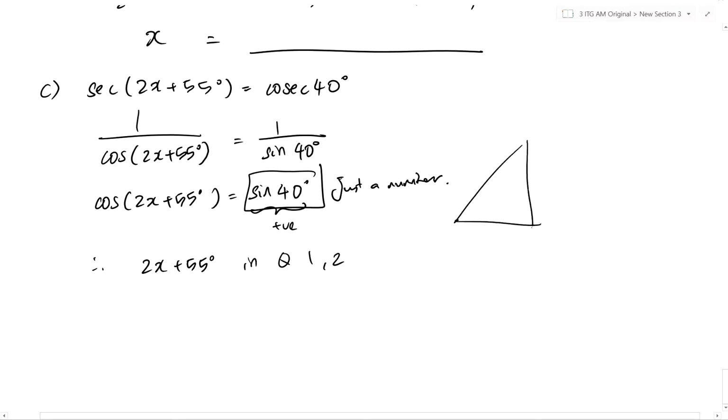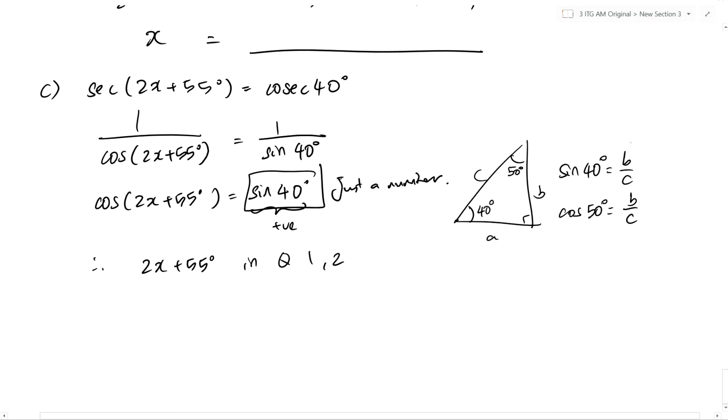Right angle triangle. This is 40 degrees, so this must be 50 degrees. Again, my A, B, C. Sine 40 degrees is? What is it? Sine 40 is B over C. What do you notice about cosine 50 degrees? B over C also, right?